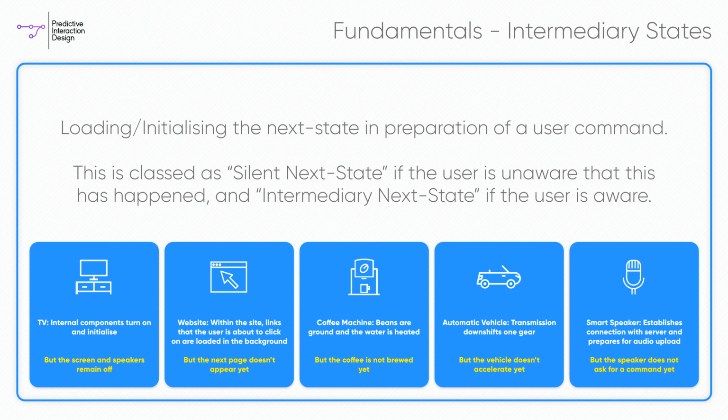In the third example, we've got a coffee machine. So the beans are ground and the water is heated, thus meaning that when the user requests coffee in their mug, the process will be much quicker, but the coffee's not brewed yet.